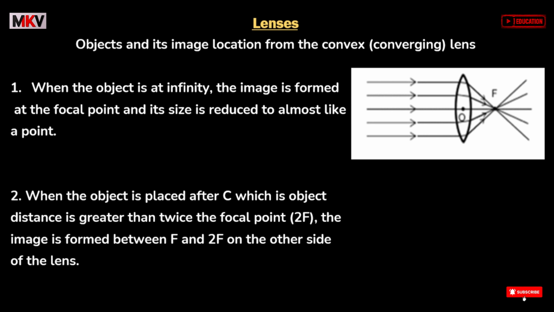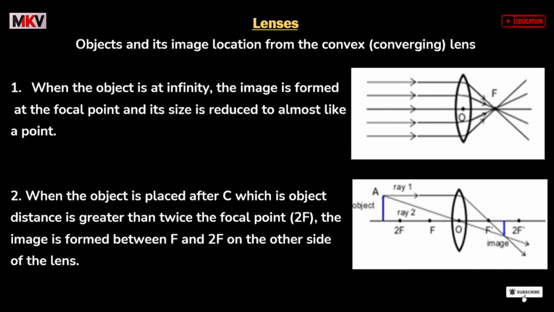And the second one is when the object is placed beyond C, which is when the object distance is greater than twice the focal length. The image is formed between F and 2F. If you look at this diagram, the object is placed at a distance greater than 2F, therefore its image is formed between F and 2F.